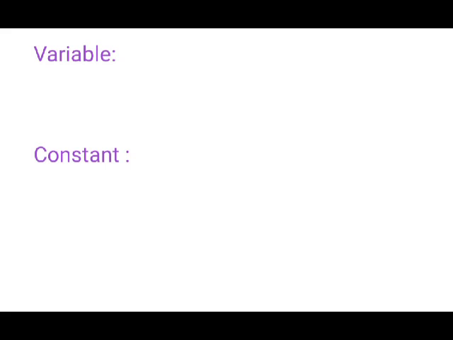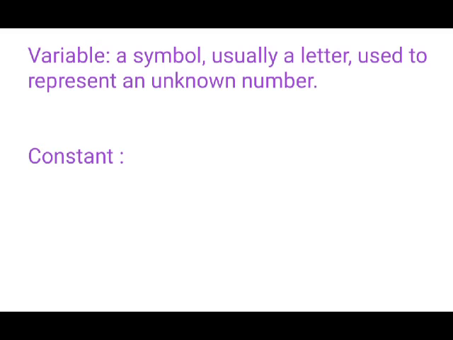Saxon Algebra Lesson 2, Understanding Variables and Expressions. A variable is a symbol, usually a letter, used to represent an unknown number. Let's do an example. 4 plus x. In this equation, x is considered the variable because we have no idea what number x actually is.